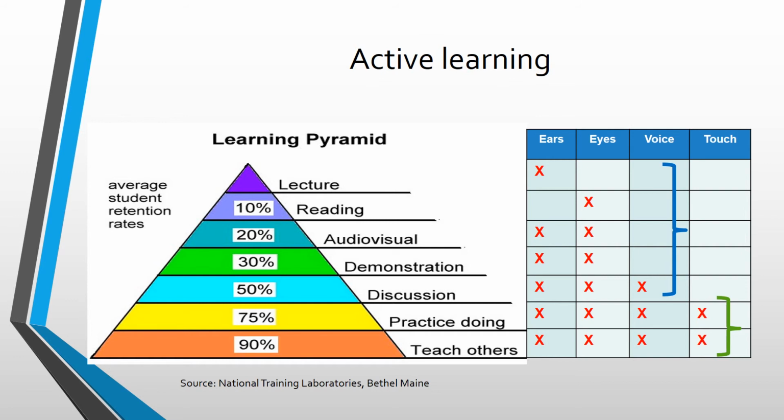So now I wanted to go back to active learning, and I wanted to show on screen here a learning pyramid. This learning pyramid shows retention rates of information, and as you can see from the top with lecturing and reading, as it progresses down the pyramid, students retain more information. To the right you see a table, ears, eyes, voice, and touch, which represents auditory, spatial, linguistic, kinesthetic learning styles. At the very bottom, practice doing or teaching others is the greatest way, as they use all 4 learning styles. Teaching others is the greatest way for somebody to retain information.